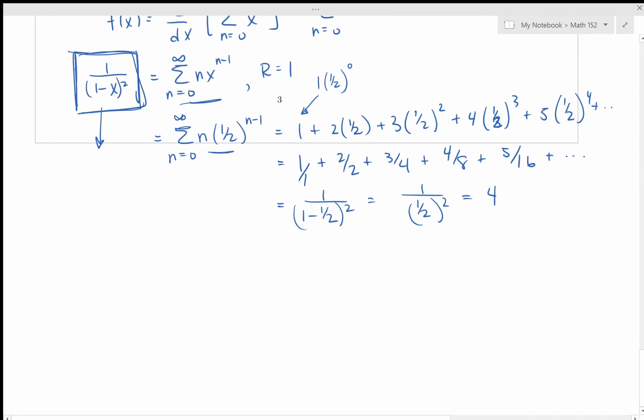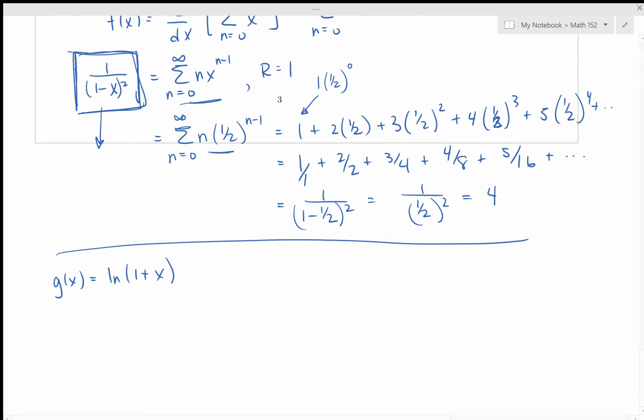Okay, let's take the next example. That is, which one? G of x. We're going to try to find g of x, a power series representation for this function, the log of 1 plus x. The thing to do is to look at that and recognize it as the integral of 1 over 1 plus x. And we already found what that was. Or you could go through the procedure again to find the power series using the geometric series, but we did just find that.